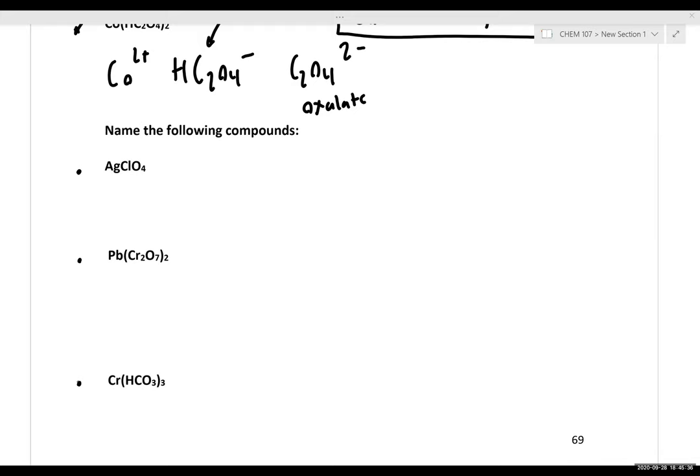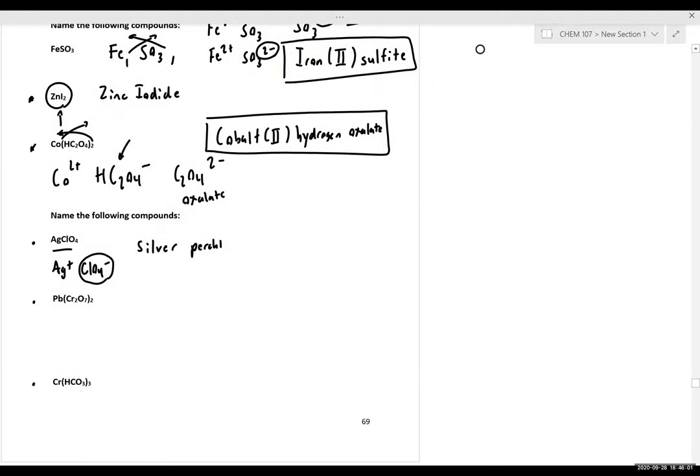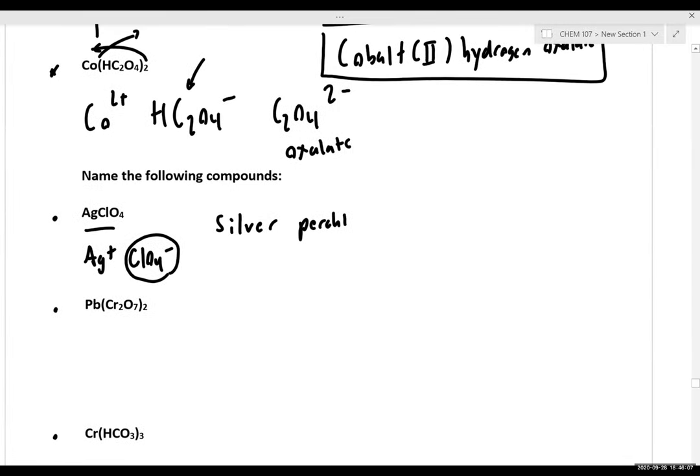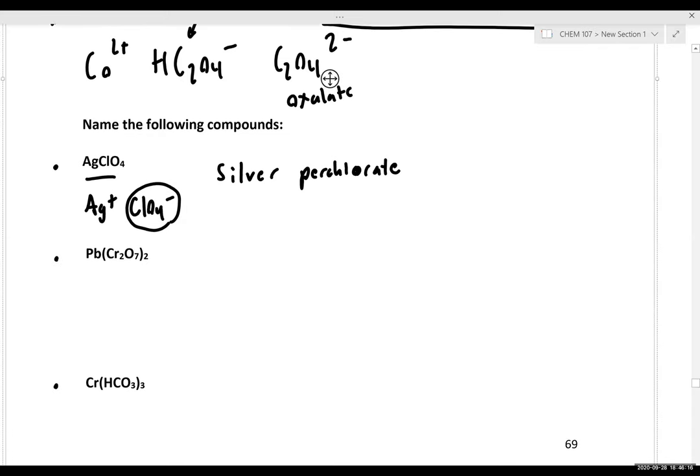So, first and foremost, AgClO4, so we have silver plus and ClO4 minus. Silver is a fixed charge transition metal, so we don't need to include the Roman numeral. So we have silver, and then ClO4 is known as perchlorate. There's just a small amount of lag in OneNote. So this would be silver perchlorate. Does this first example make sense to everyone?